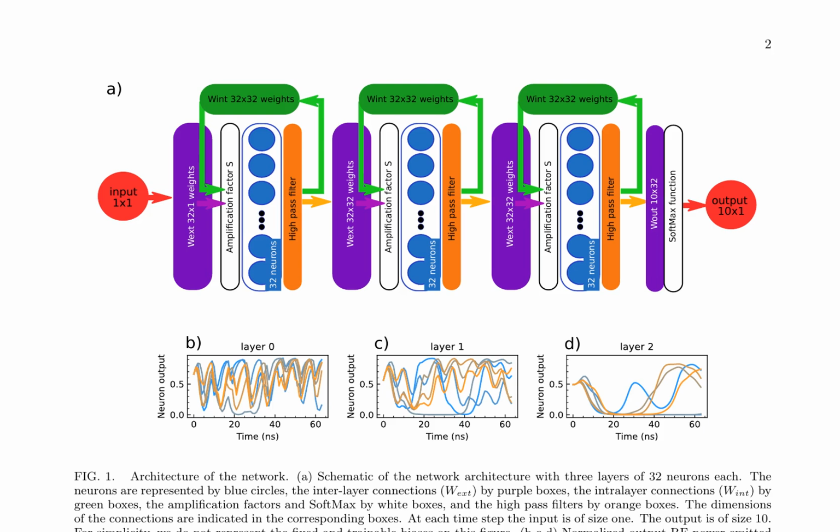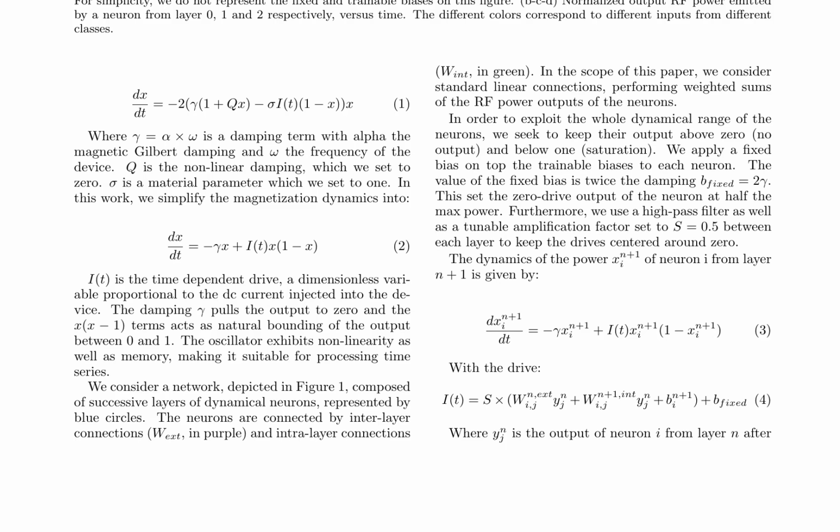Guidelines are derived to find these device parameters, including the neuron relaxation time, which must be larger than the input timescale, and the cumulative drive, which must be around 1. The network architecture is depicted in Figure 1, showing the connections between neurons and the high-pass filter and amplification factor used to keep the drives centered around 0.